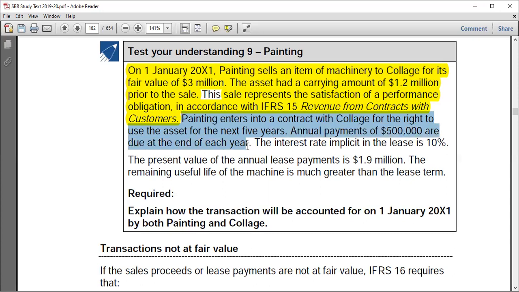So actually you can determine the lease liability here, right? 500,000 is year 1, year 2, year 3, year 4, year 5. We discount them and you'll get the lease liability. The interest rate implicit in the lease is 10%. The good thing is they have already given you the present value of annual lease payments as 1.9 million. At your own time, just try to determine the present value of this 500,000 for year 1 to year 5. You would have to arrive at this figure here.